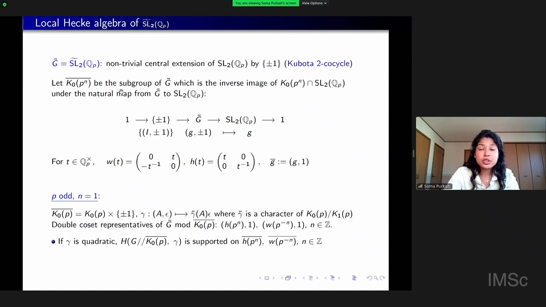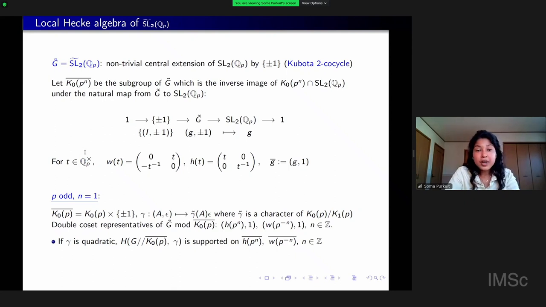We also denote K_0(p^n). So again, looking at K_0(p^n) intersect SL_2(Q_p), the matrices of determinant one with the c entry in p^n Z_p. Let K_0(p^n) bar be the inverse image of K_0(p^n). So that's the compact subgroup of G tilde that we are going to consider.